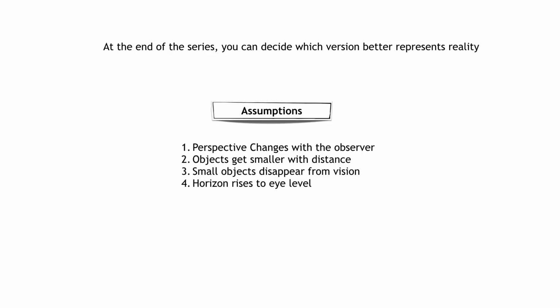Once again, these are our assumptions that we have explained within the series. Perspective changes with the observer, especially with regards to height change and their effect on transversal and orthogonal lines within 1-point perspective, objects getting smaller with distance within perspective, and the use of the convex lens system within our eye, small objects disappearing from vision, use of the angular resolution limit and diffraction, and the horizon rising to eye level.